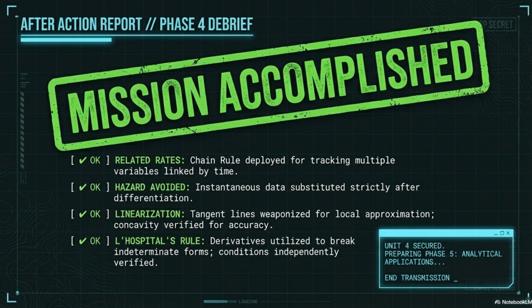Time for the Phase 4 debrief. Related rates successfully deployed the chain rule for tracking multiple variables linked by time. We avoided hazards by strictly substituting data after differentiation. Tangent lines were weaponized for local approximation, with concavity verifying our accuracy. And L'Hopital's rule broke indeterminate forms, using independently verified derivatives. Unit 4 is secured. End transmission.